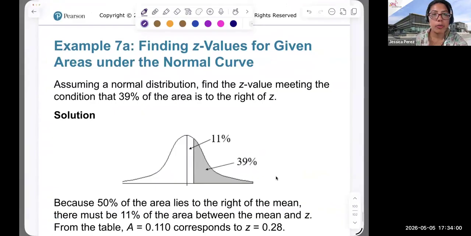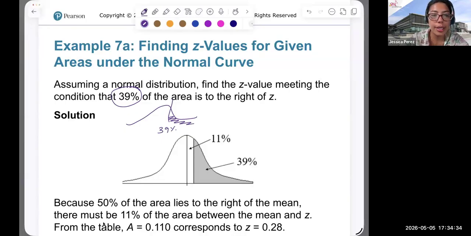So let's look at this example. Example A, we're trying to find the z values for given areas. Assuming we have a normal distribution, we want to find the z value, given that there's 39%. Now you're given a percent rather than the z value. How can you find the z-score? So you have 39%, the area to the right. So that means we can do something else.